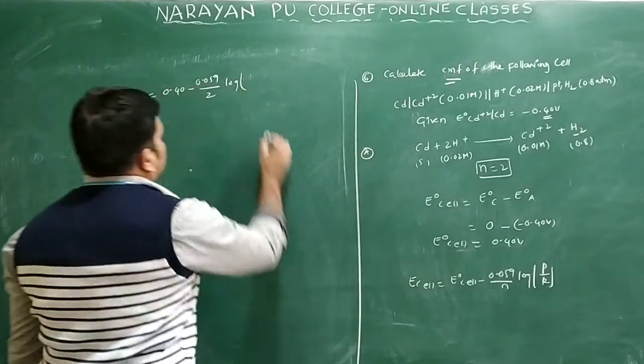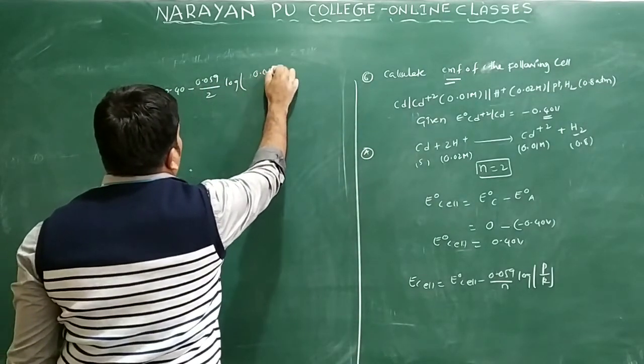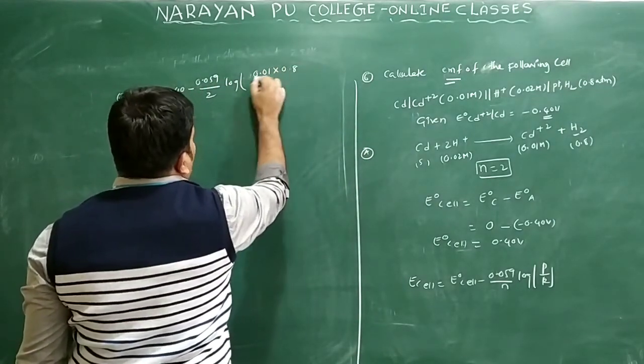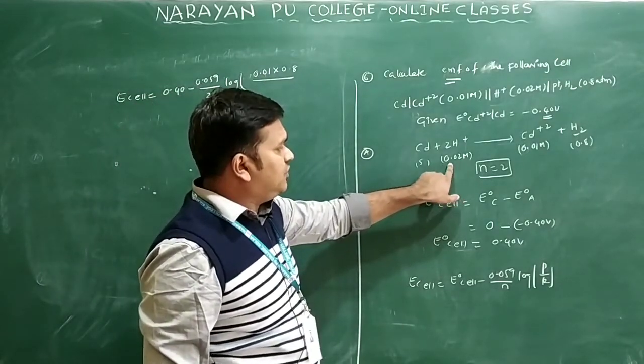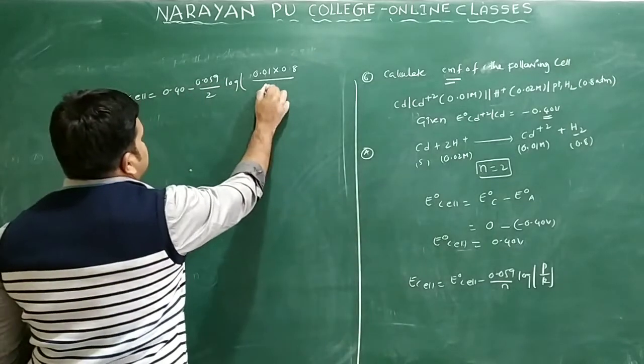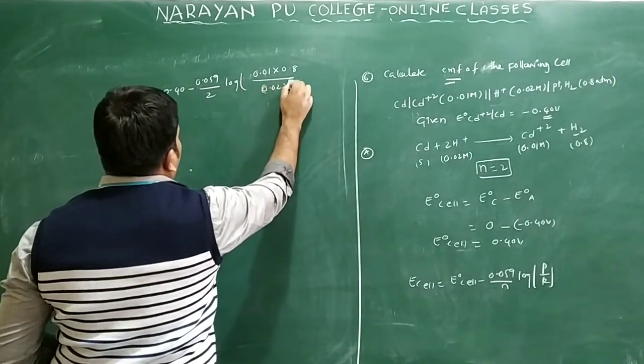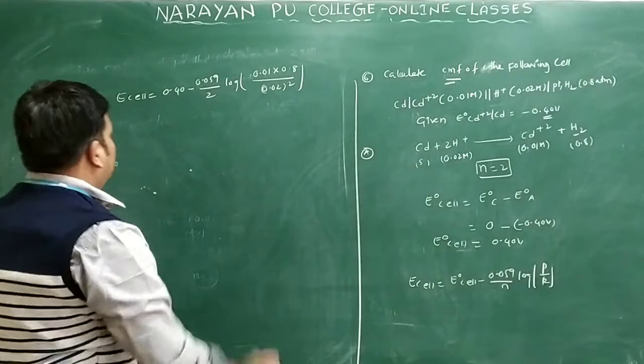Then you will write here log, this is 0.01 into 0.8, that is the partial pressure, by the concentration of H plus whole square. What is the concentration of this one? 0.02. You will write whole square. Clear? Now we can simplify this one.